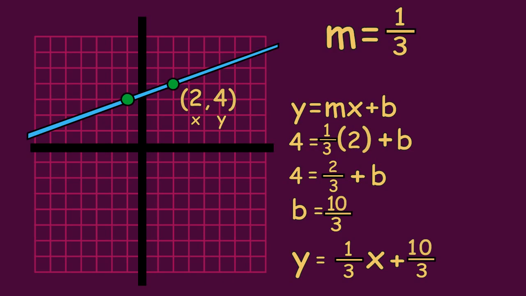Finding the equation of a line from a graph doesn't have to be difficult. Take it step by step. Find the y-intercept, b, and the slope, m. Then use y equals mx plus b.